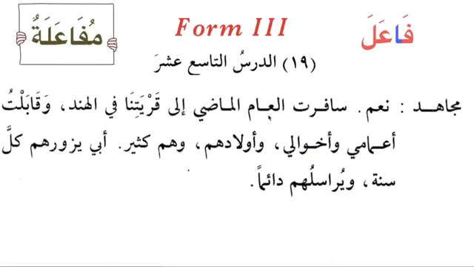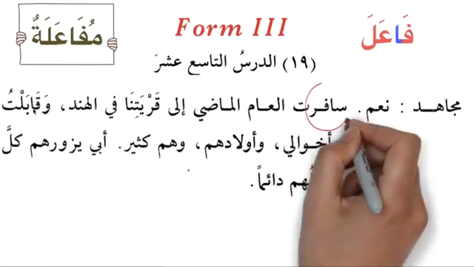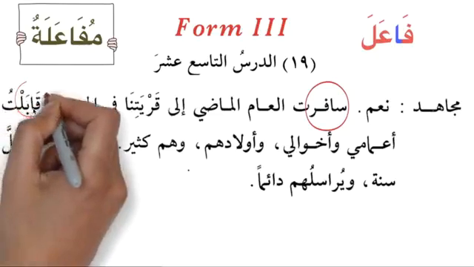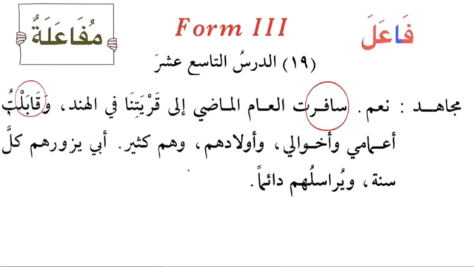Mujahid says, Naam. Safartul amal madi ila qaryatina fil Hind. So I traveled, again safar, that is your form 3, previous year, al madi, to our village, qaryatina, in India. Wa qabaltu. Qabala is also form 3, qabal is the fa'al, and tu is your fa'il. And I met a'amami wa akhwali, uncles, wa awladuhum, and their children. Wa hum kathirun, and they are a lot of them. So I have many nephews and nieces, you can say.